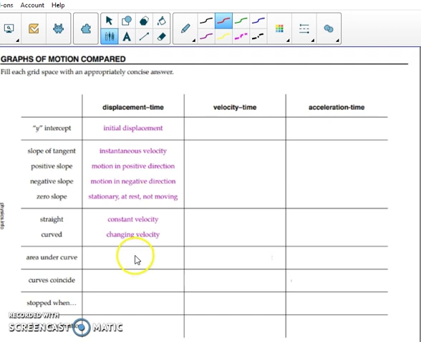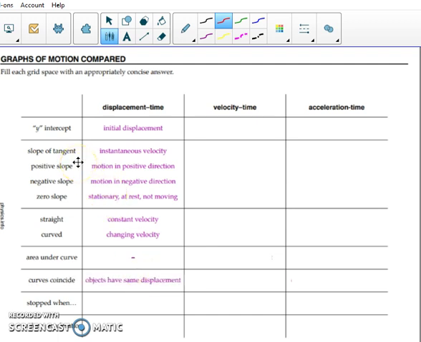Now, area under the curve, this is going to be different. This is going to be your, what we call in calculus, integral. But we're not going to deal with that because this doesn't exist on the displacement versus time graphs. So in displacement versus time graphs, it does not exist, so we don't have to worry about it.